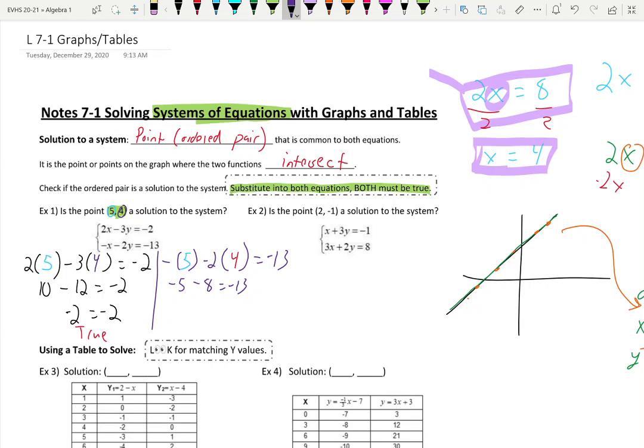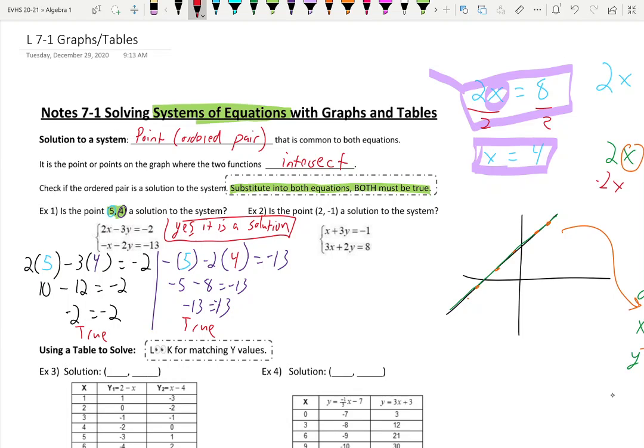And now we're going to simplify. -5 minus 8, sure enough, is -13. Which gives me -13 equals -13, and that is true. So when it is true on both sides, then the answer is yes. It is a solution.